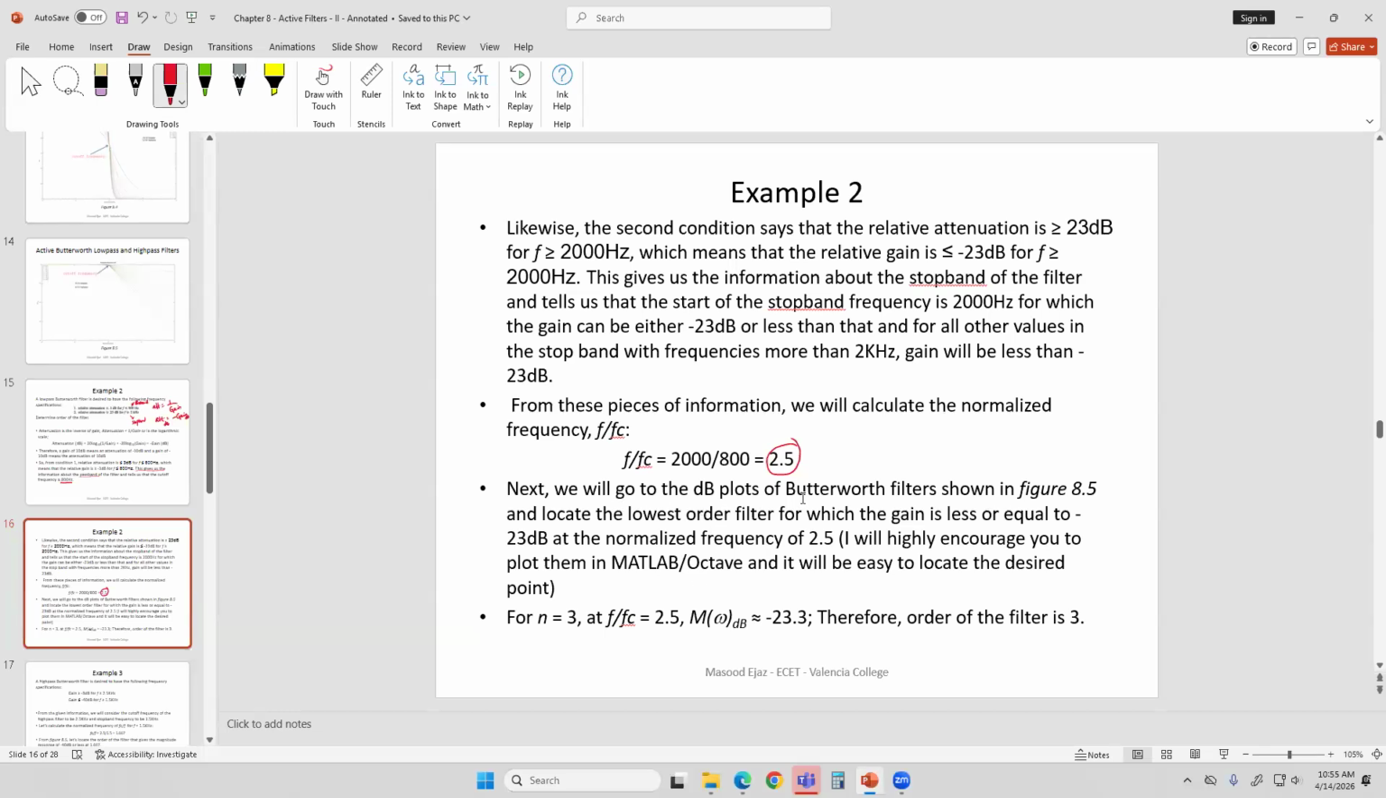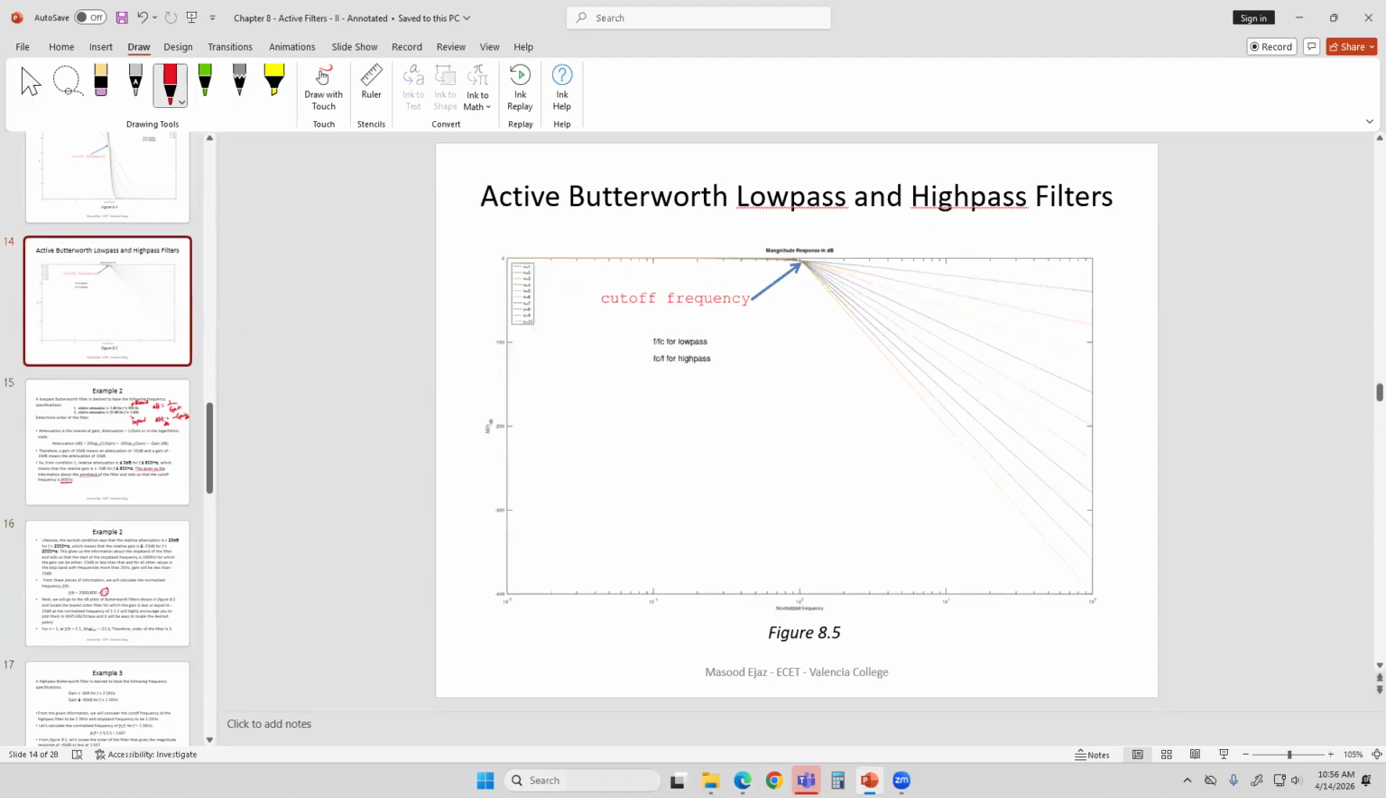We will go to the decibel plot of the Butterworth filter shown in figure 8.5 and locate the lowest order filter for which the gain is less or equal to negative 23 decibel at the normalized frequency of 2.5. And as I said, I'll encourage you to plot it in MATLAB because it just makes it easy. So basically we go here because it's given as 23 decibel, and again it's very hard to see. Let me go and increase it from here maybe.